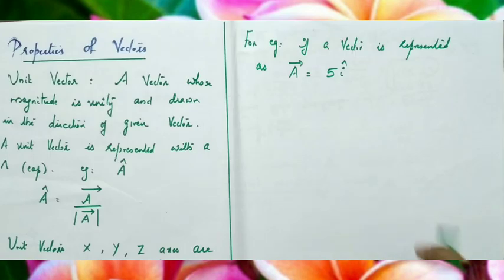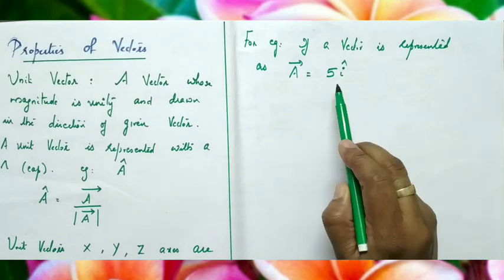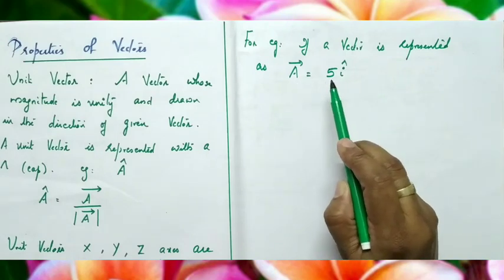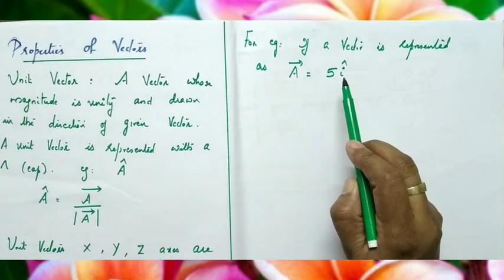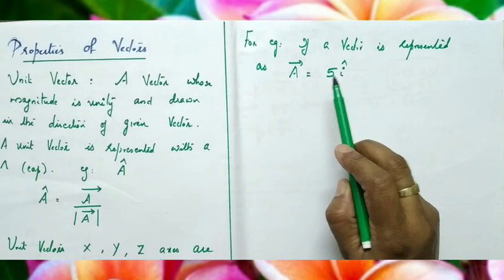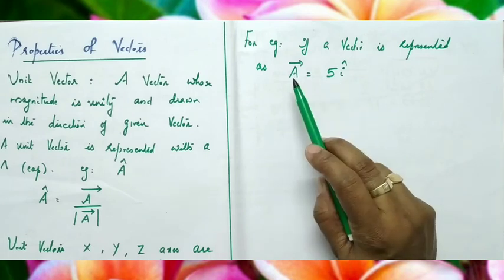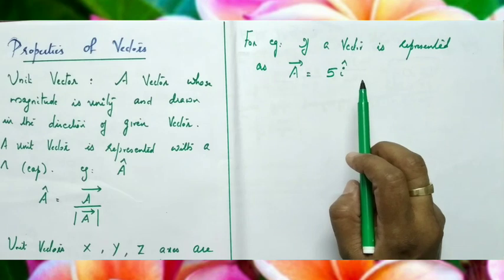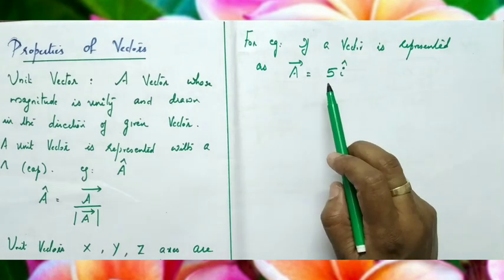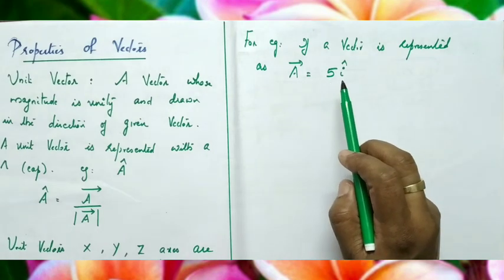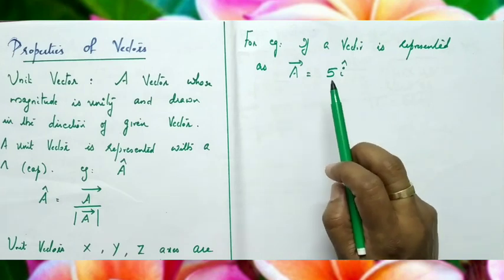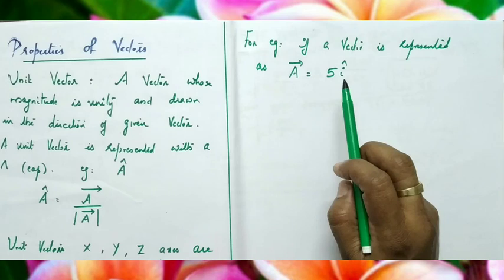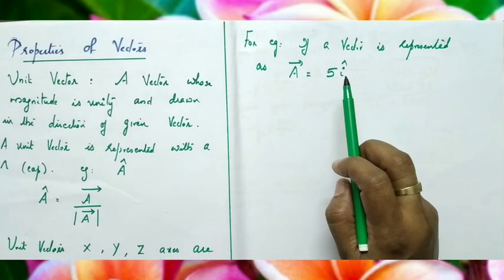For example, if a vector is represented by vector A equal to 5 i cap, this means that the magnitude of vector A is 5 and its direction is along the x direction. So there is no need to write the magnitude separately. If it is a force, it means 5 Newton along x direction. If it is a velocity, it means 5 meter per second along x direction. So no need to write that. Just write 5 i cap. Five is the magnitude and i cap represents the direction. That is the importance of unit vector.